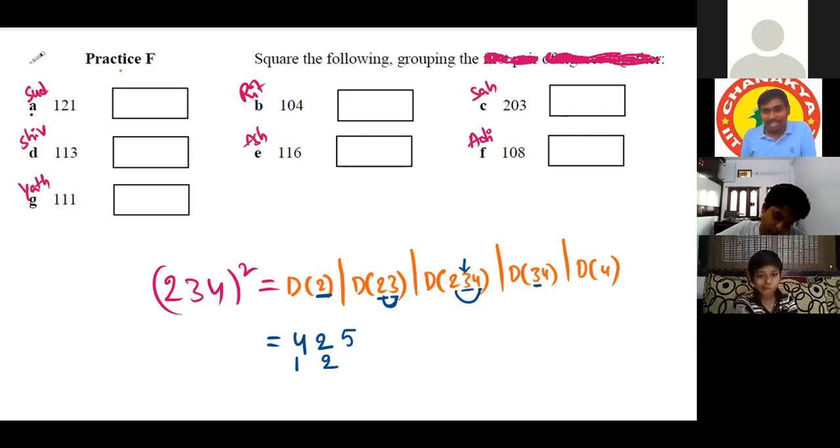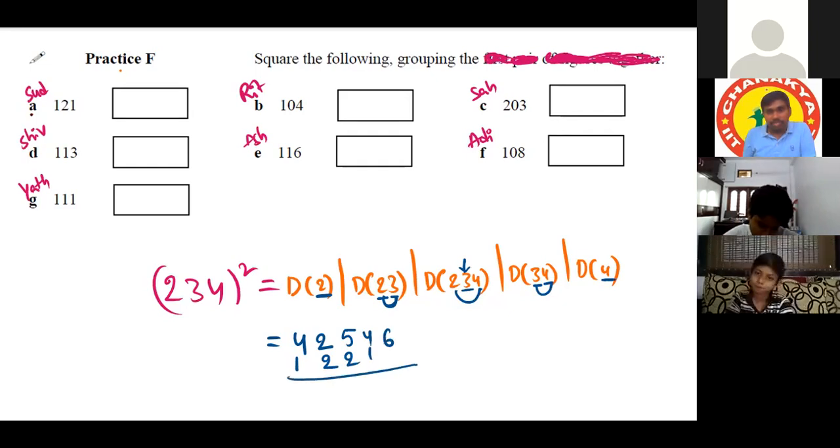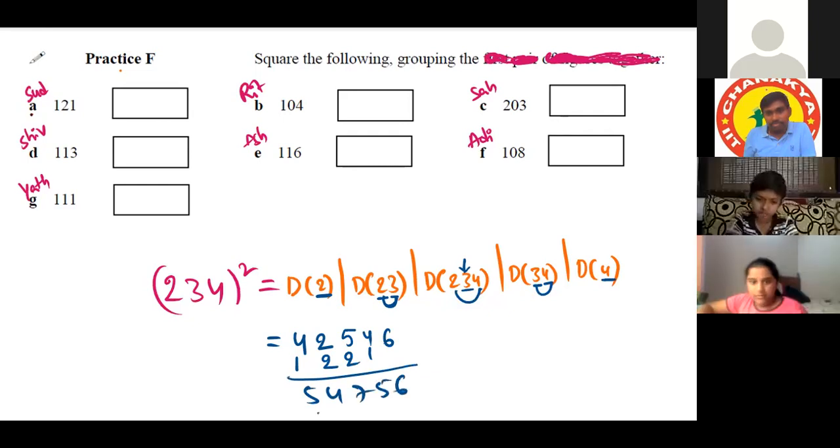Okay. Again, the duplex of 34 is 3 4s are 12, double is 24. 12 double is 24. Yes, sir. And the duplex of 4 is 16. Simply 16. 1 here, 6 here. So after balancing, your answer is 54756.